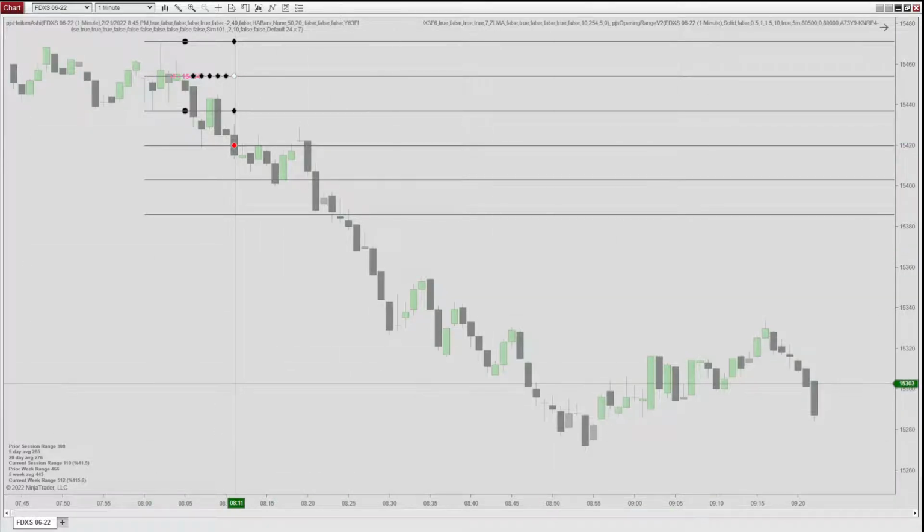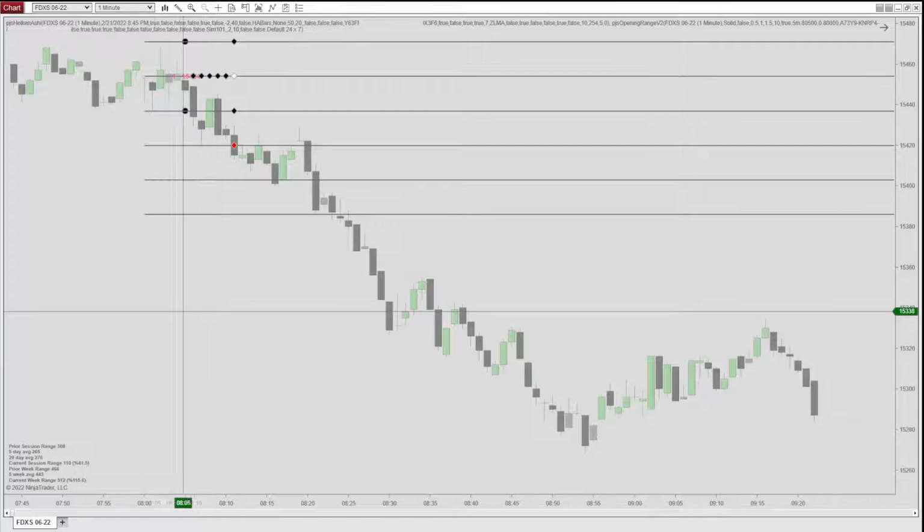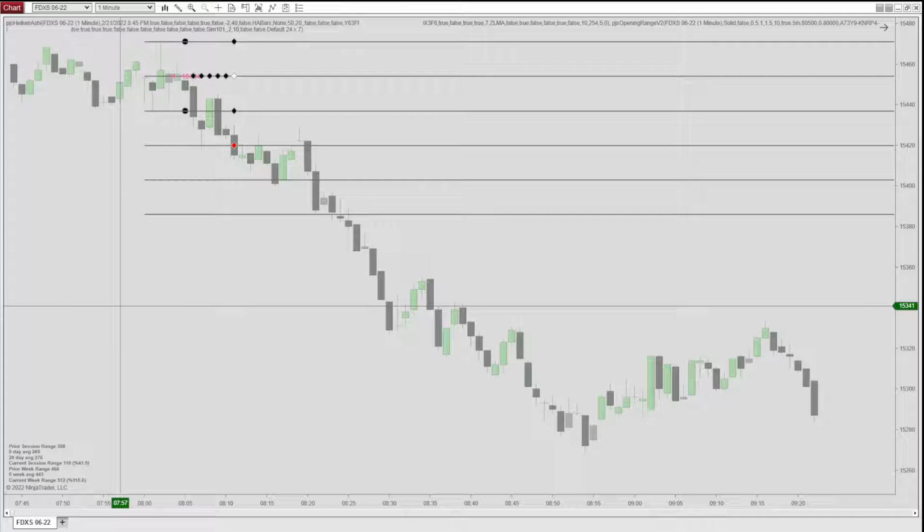a variation of the opening range strategy played by Nepal Ruckus on Twitter. His idea, go follow him. If you don't, he shares some good stuff. Anyway, he trades it, I think, mainly on the DAX, or only on the DAX.